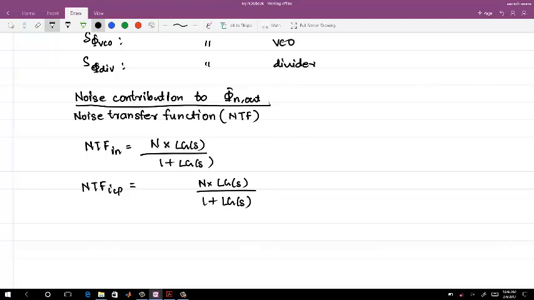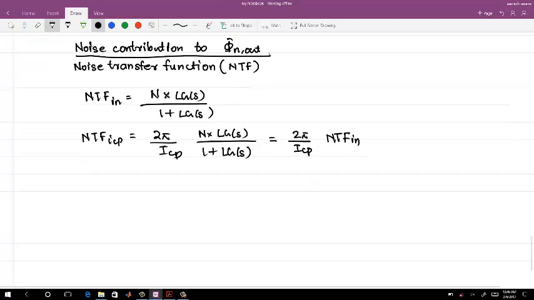N into ICP by, okay, you can write it in that manner or you can refer it to the input. Okay, and then that will become the same as NTF of input. So that transfer function is 2 pi by ICP. I'm just, ICP by 2 pi is the gain factor. I am just dividing it before. So this will be 2 pi times ICP into NTF of input. Okay. Then what about the, yeah.